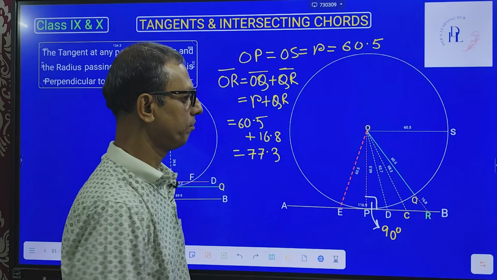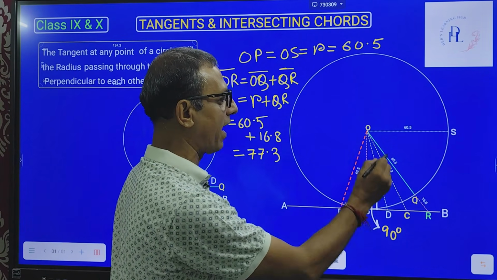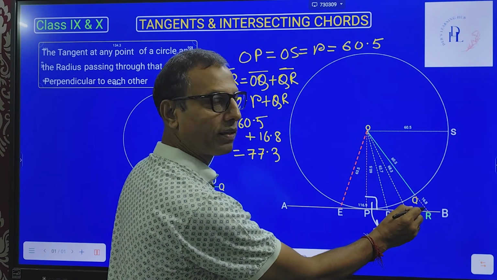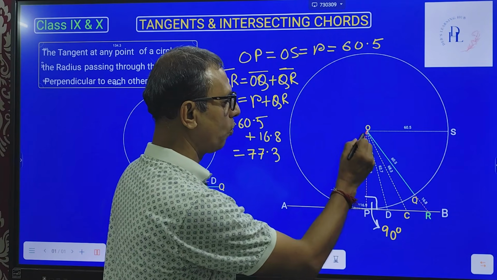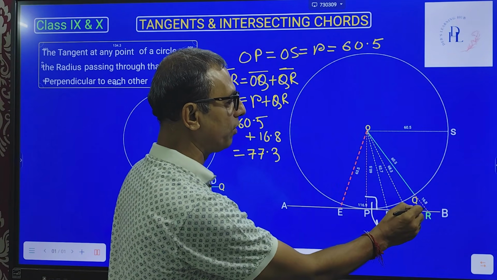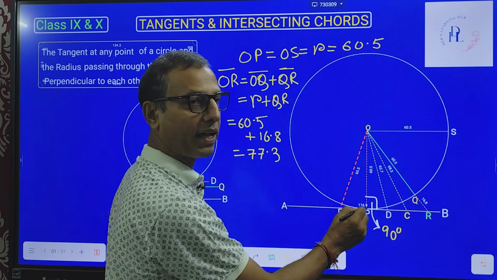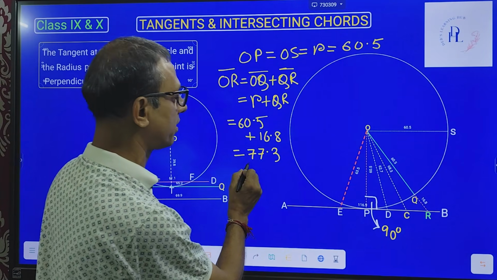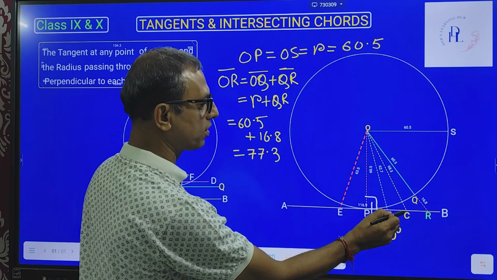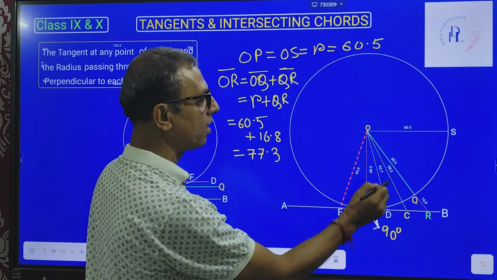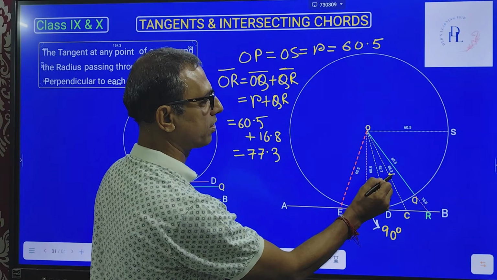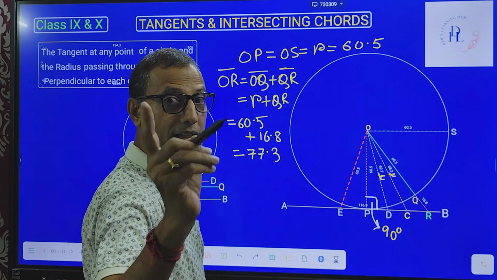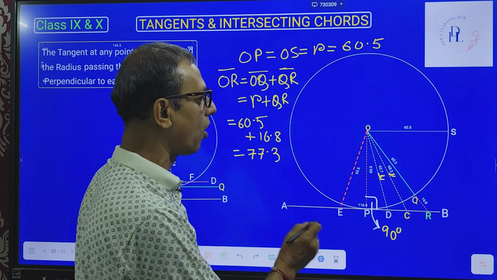77.3. There are multiple distances you can have at different angles from a point to a straight line. OR is one distance, OC is another distance, OD is another distance, but gradually when you are coming towards this point of tangency, this distance OR keeps decreasing. OR is 77.3. Now if you see OC here, another distance, OC equals 68.3. OD equals 62.7. So gradually the distance is decreasing.